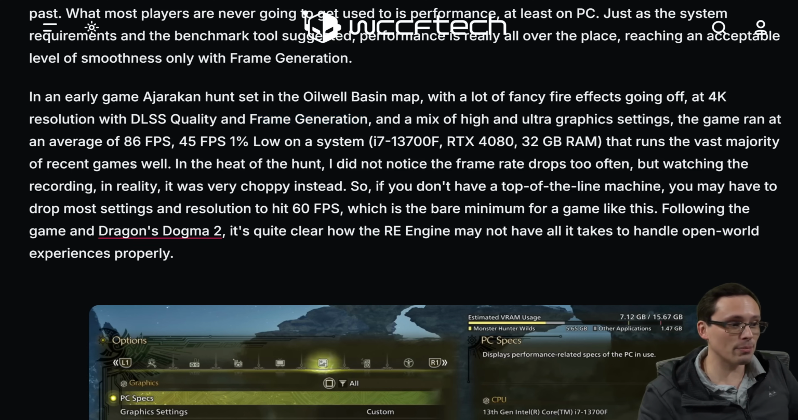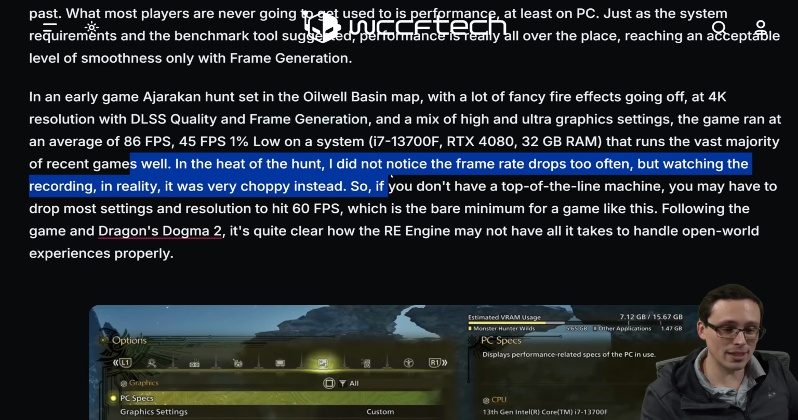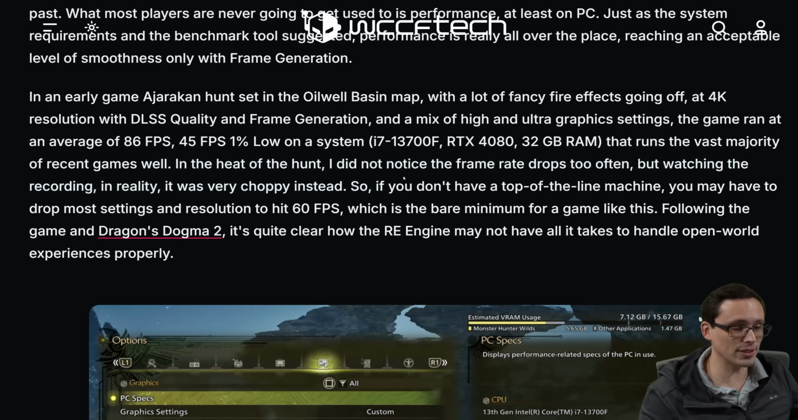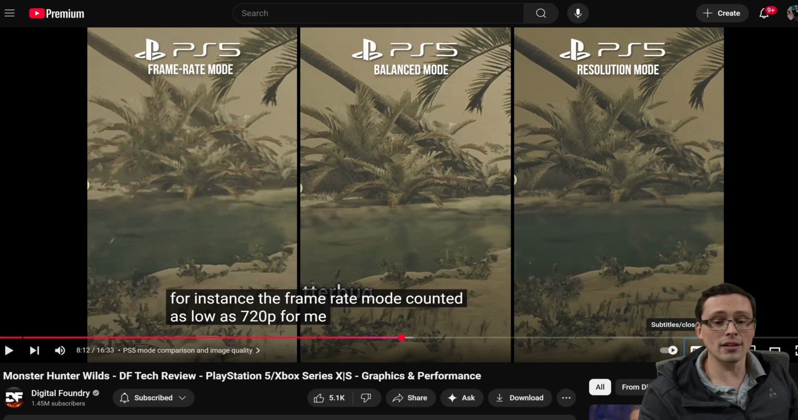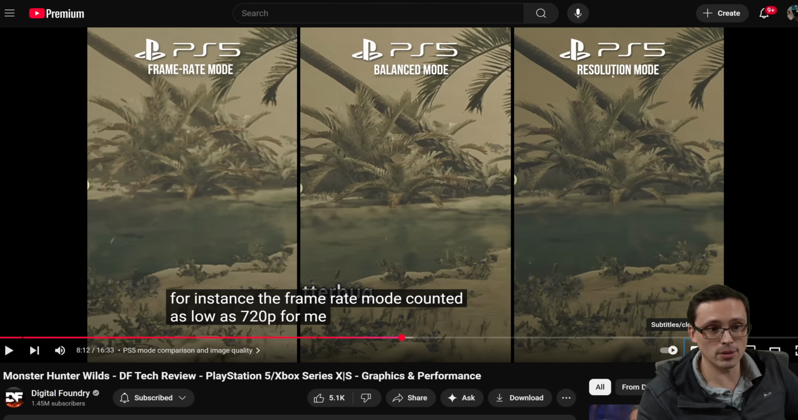Anyway, he says in the heat of the battle, he didn't notice the FPS drops too much, but when looking back at it afterwards, didn't feel too great about that. Now, Digital Foundry has a console performance analysis, which isn't PC, but might give some idea of the type of optimization. On consoles, the game runs with a frame rate mode, balance mode, and resolution mode that's effectively a 60 FPS mode, a 40 FPS mode, and a 30 FPS mode.